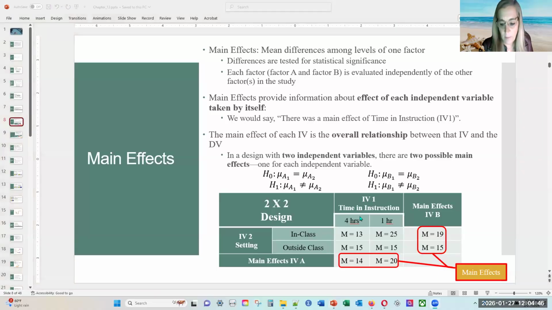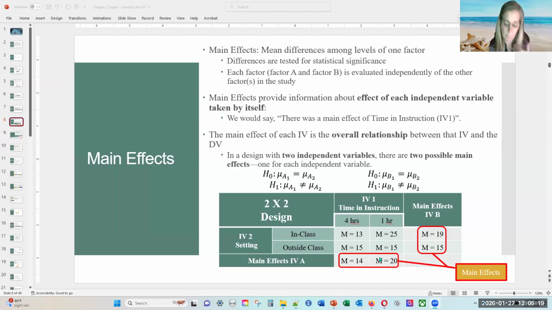If we're looking at the design or the table below, it'll be like looking at one factor at a time. So say I'm looking at the independent variable or the factor for the amount of time spent in instruction, and we have 2 levels, 4 hours and 1 hour. I would look at the means for each of those levels and determine if there's a difference between them.